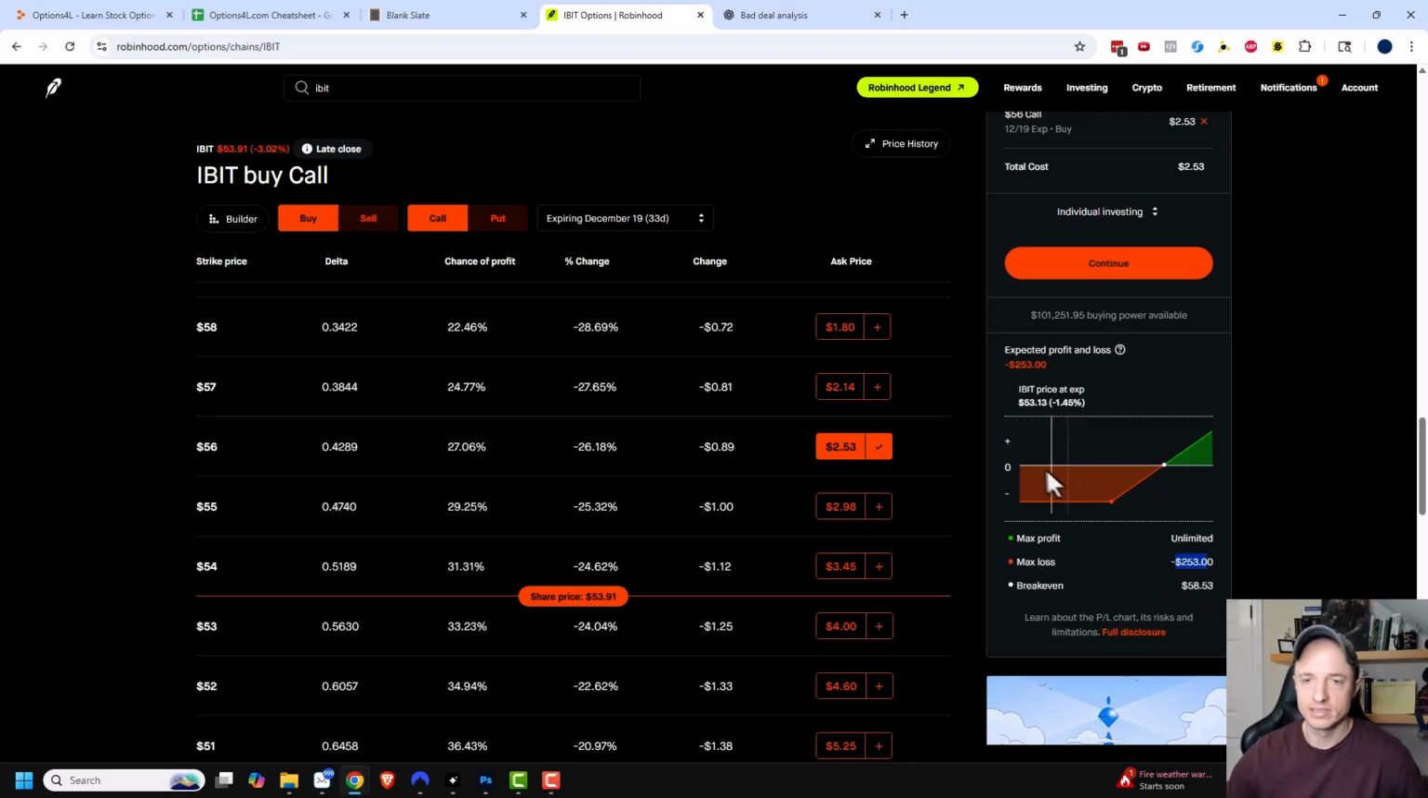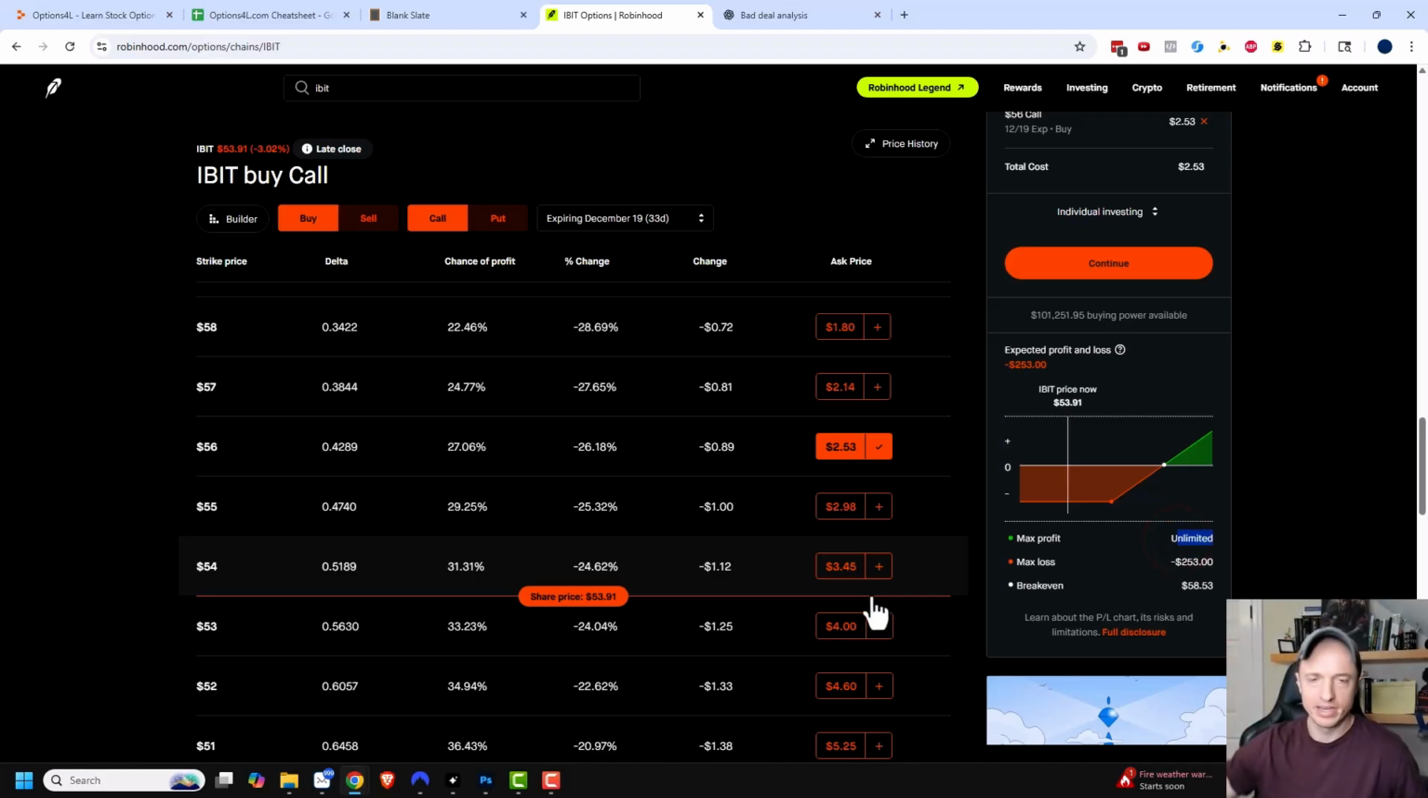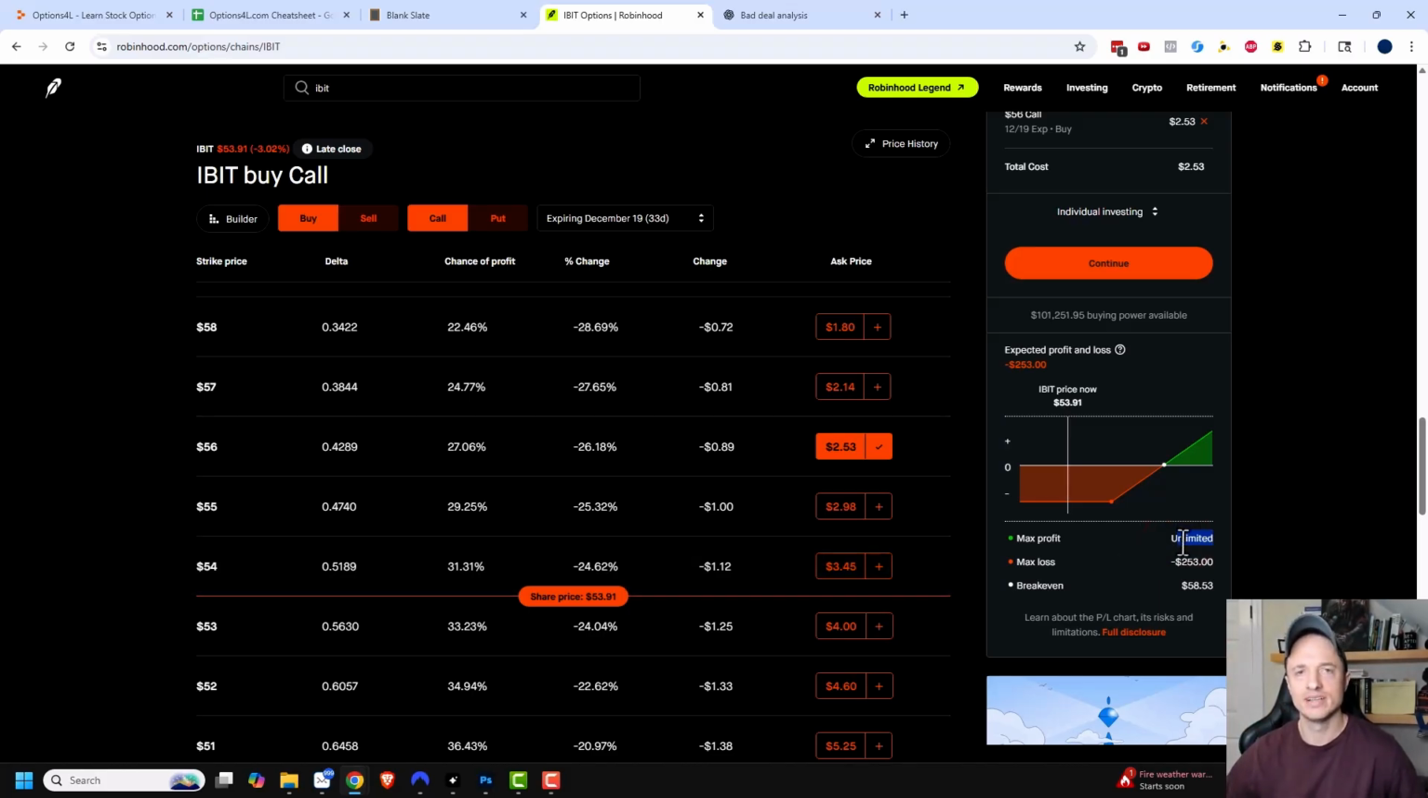If we look at this little graph right here, we can see anything under $56, I'm going to lose all $253. Then as I approach my break-even price, I lose less money up until I get to my break-even price of $58.53. And then I can start making money, and the money potential goes up to infinity. Now let's say that I don't want to risk $253. Also, the likelihood that it's going to rip to $10 million isn't that high. So even though it says unlimited max profit, the likelihood of that actually happening is pretty low.